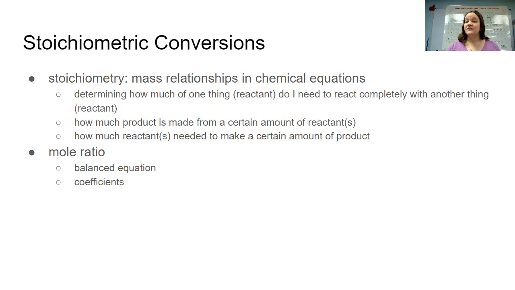So remember, for all of this, we're going to have to do a mole ratio. If you've forgotten how to do that, go back and watch the first video or look in your book. Mole ratio is really pretty basic. You're looking at that balanced equation. When the equation is balanced, you can use the coefficients to tell you what the mole ratio would be of one thing to another thing in the equation.